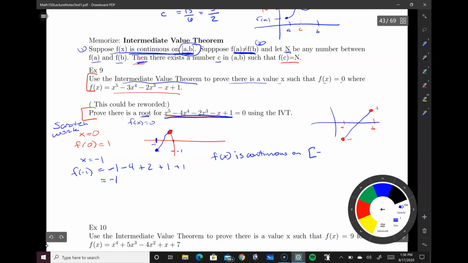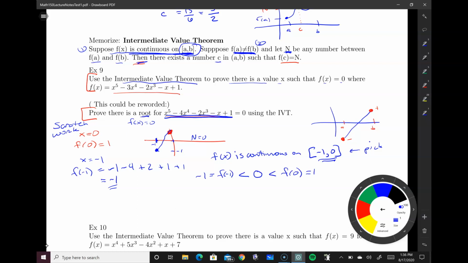on negative 1 comma 0. So between here and here, it is continuous. You have to go pick this interval, right? You have to discover that. Then I know that these two values are not the same, but the n that I'm looking at is 0, right? I want this n to be something in between. So n is 0, and I'm going to say it's between f of negative 1, which is equal to negative 1, and f of 0, which is equal to 1.